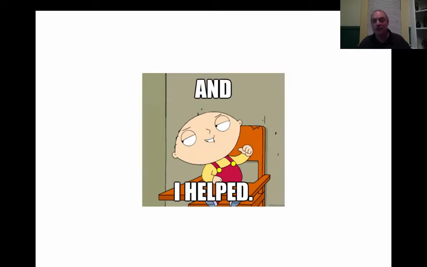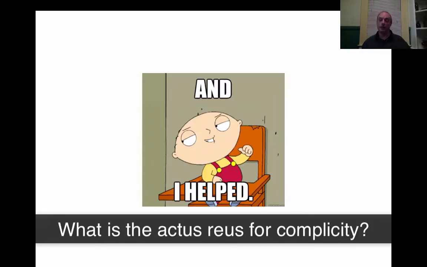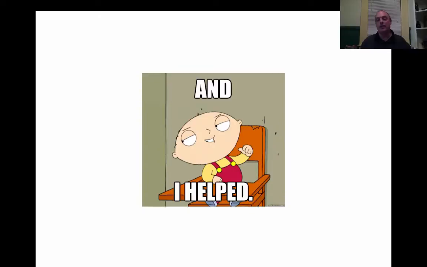So what does a person have to do that would support a conviction for a crime under a complicity theory? Here's the key idea. The defendant has to help the primary actor.